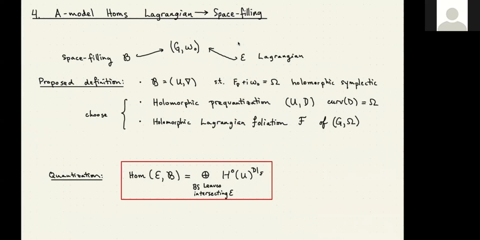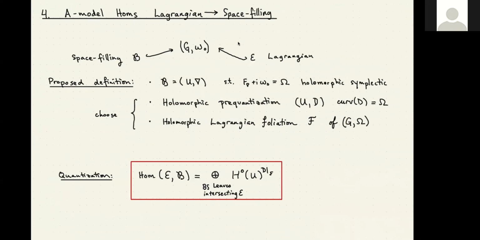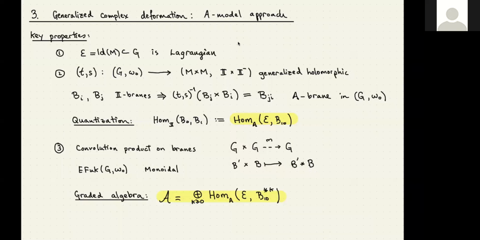Excuse me. May I ask a question? Yes. When you talk about the proposal for defining the Hom space for a generalized complex structure, can it be reduced to the case where the generalized complex structure is taken to be an ordinary complex structure, with the Hom space being the Hom space in the derived category of coherent sheaves?